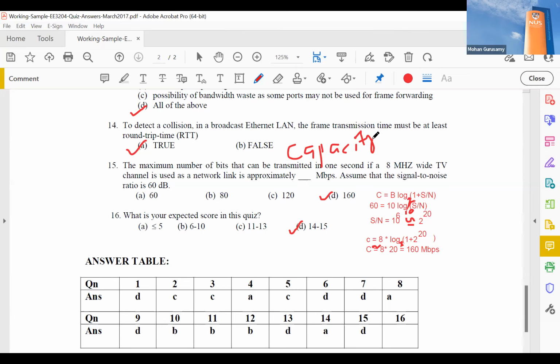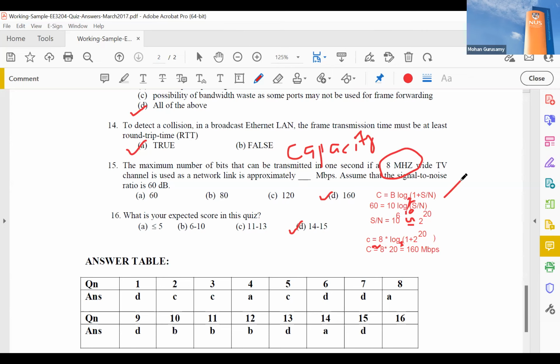So in this case, what is the capacity? This question is to show the relationship between the data rate and the bandwidth. Bandwidth here is 8 megahertz. This is the true definition of bandwidth, measured in hertz. So we use this theorem, which we already studied in the class.